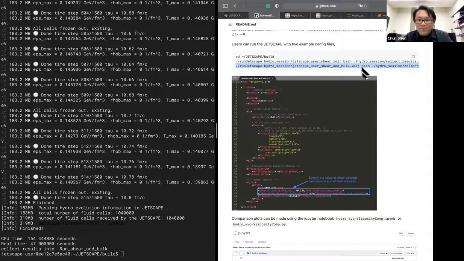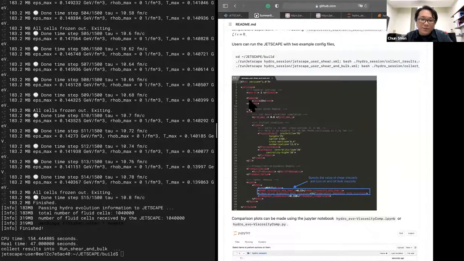So if you are comfortable with these examples, feel free to change the shear viscosity. You can increase its value, or reduce it to zero, or try different ones. If you are interested, you can make the comparison yourself.